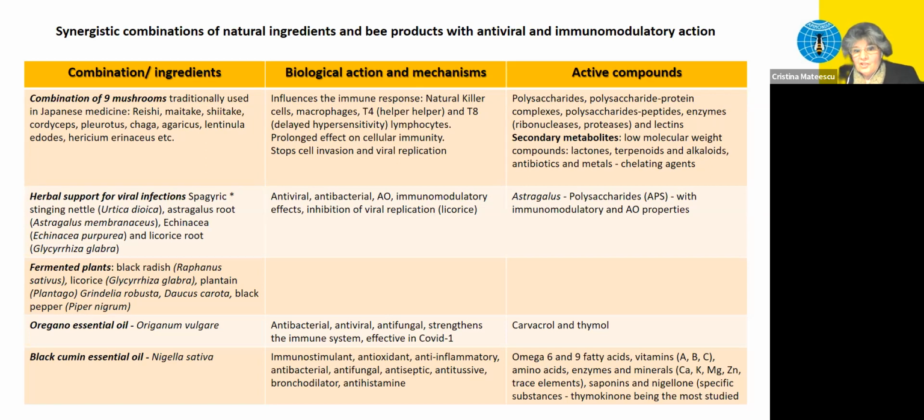The black cumin essential oil, Nigella sativa, is also immune stimulant, antioxidant, anti-inflammatory, but has also some other important activities like antitussive, bronchodilator, and antihistaminic agent. We have already mentioned the clinical studies that have been carried out with honey and Nigella sativa. Here are the omega-6 and 9 fatty acids that are found in the seeds of Nigella, vitamins A, B, C, amino acids, enzymes, and minerals, not only the macro but trace elements, saponins and nigellones, which are specific substances, from which the most studied is thymoquinone.